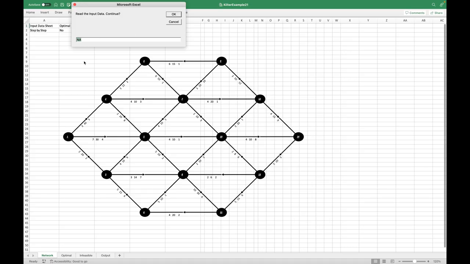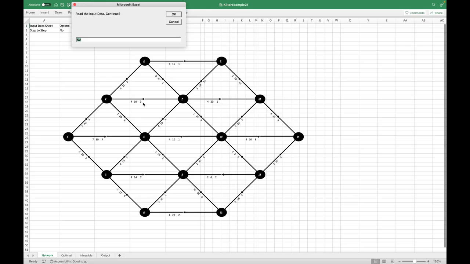The network has nodes labeled from 1 to 14, and then it has 29 arcs. Okay, and on each arc, for example, this one, 2 to 7, there are 3 numbers that are an input to this problem. There is a lower bound on the flow, an upper bound on the flow, and the unit cost. So the objective of this problem is to find the optimal feasible circulation.